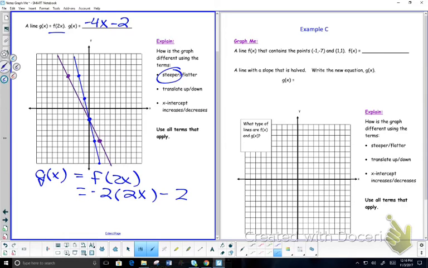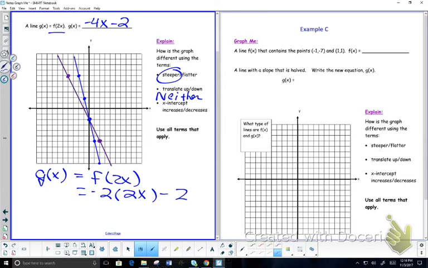The blue line compared to the purple, did it translate up or down? It didn't translate. Didn't move up or down, did it? Aren't they sharing the same y-intercept? So it's neither. Just because I asked the question doesn't mean it happened. It didn't shift up or down, did it? The y-intercept stayed the same.